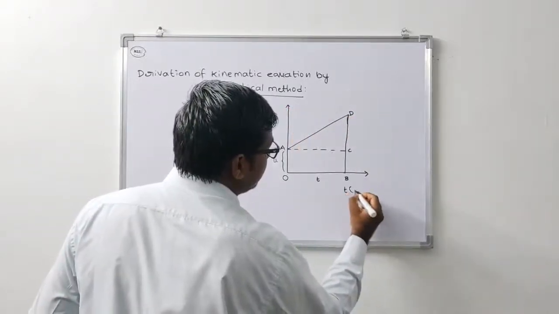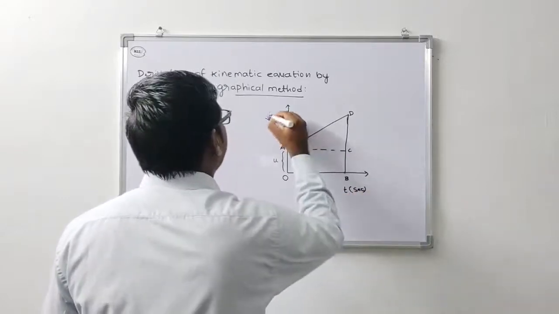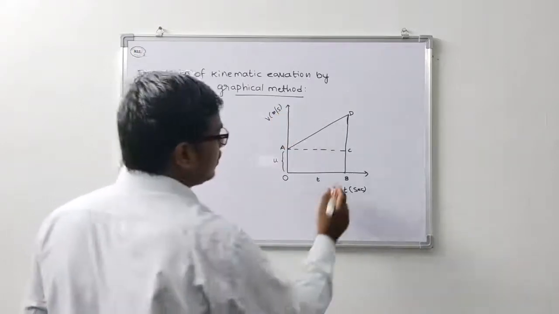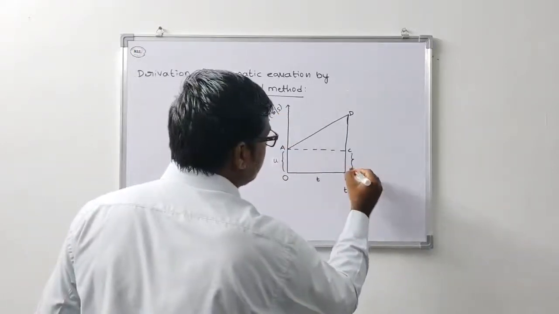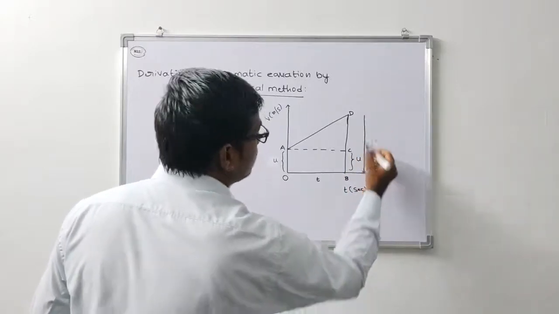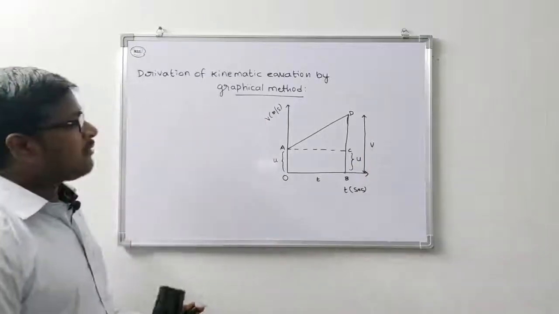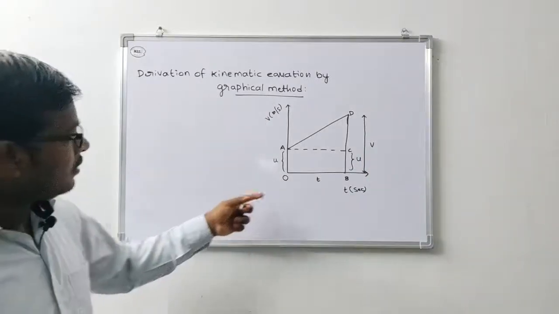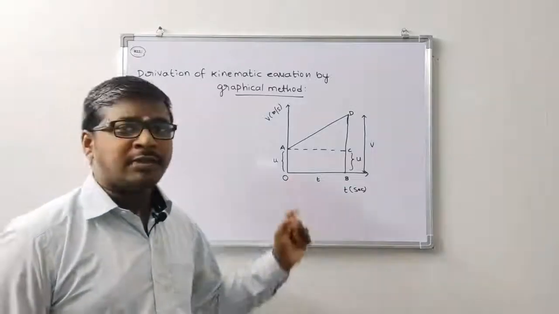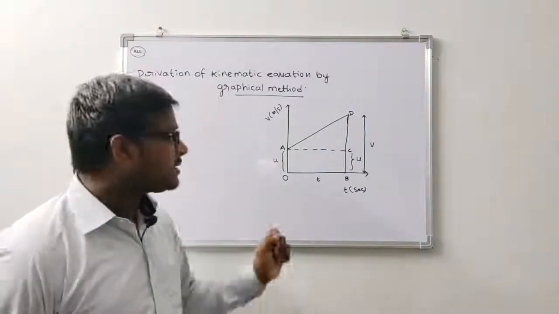Time is the x-axis, velocity is the y-axis. Okay, in this graphical method, in time t seconds it covers a distance s.